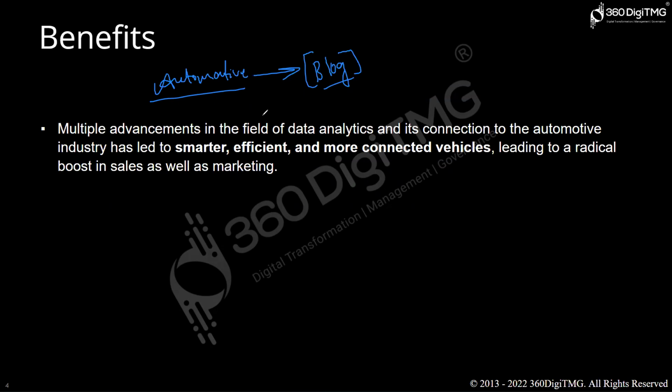So guys, here you can see the industry has led to smarter, efficient, and more connected vehicles. The vehicles, guys, are very smart and efficient. We always look for a vehicle which is very good, budget friendly, with good maintenance, right? The same thing, the industry has led to smarter, efficient, and more connected vehicles, leading to a radical boost in sales as well as marketing. If the vehicle is good, automatically people are going to buy it. In the survey of 2021, we can see Maruti Suzuki, the car which is very high in sales and good with customers.